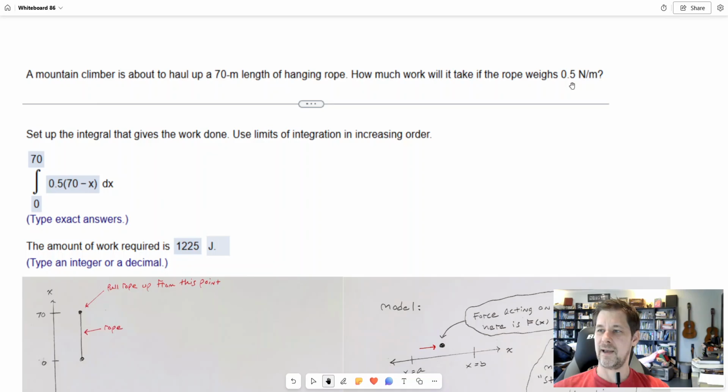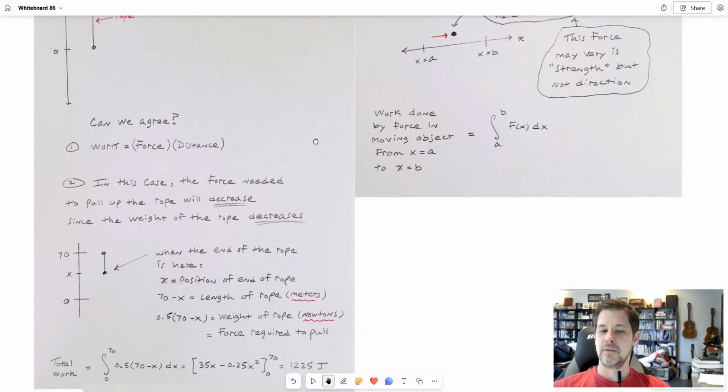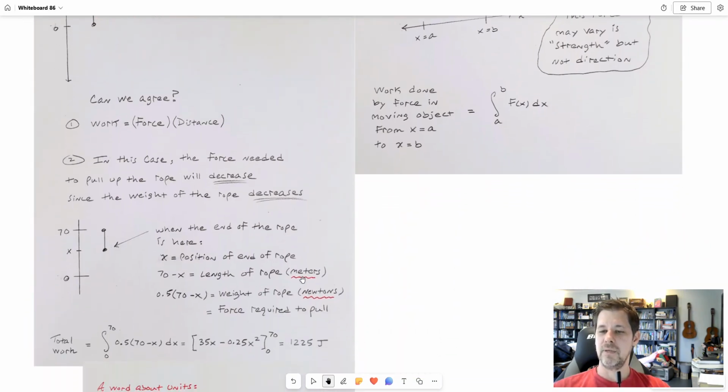Now, on top of that, I noticed they said this rope weighs half of a Newton per meter. So if I take the length of the rope in meters and multiply by that number, 0.5 newtons over meters, then look at how the units cancel. 0.5 newtons over meters times meters. Meters cancel, and I get the weight of the rope in newtons. So taking my length, 70 minus x, times this number, which tells me the weight density of the rope, 0.5, I get the weight of the rope in newtons.